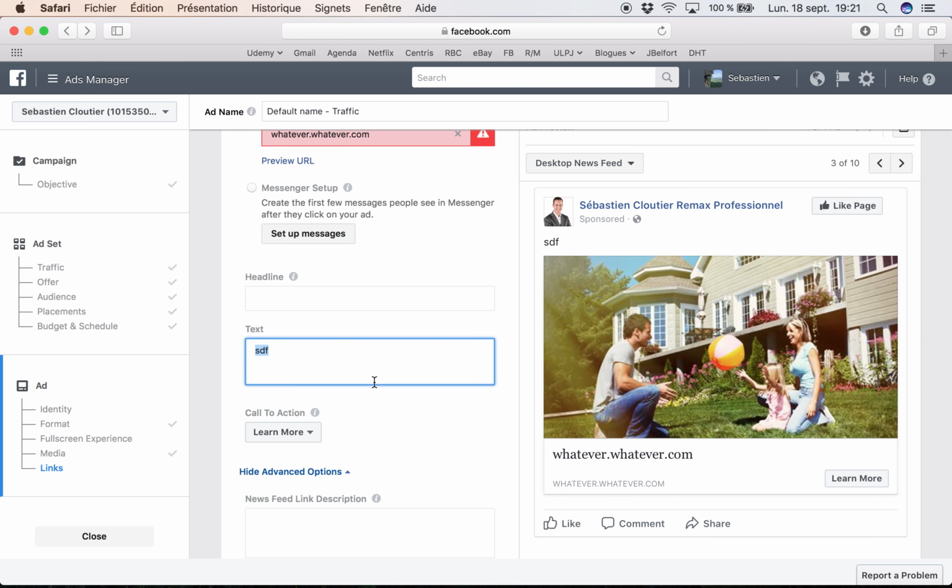Don't use fancy words and whatever. Say right away what your service is, what your ad is all about. There's one thing you have to always remember: when you place an ad, there's only one question that your potential prospect has in mind, which is what's in it for me. That's it. What's in it for me?